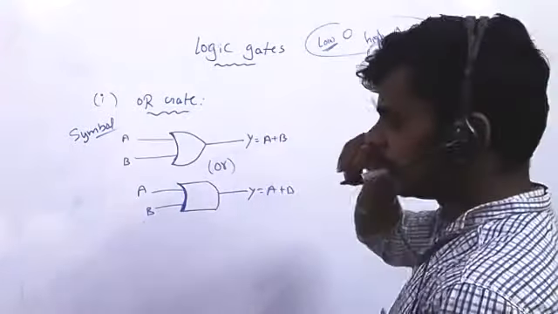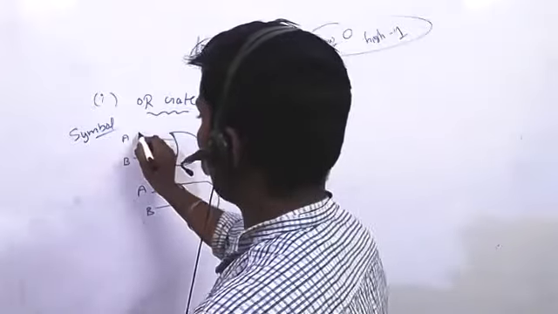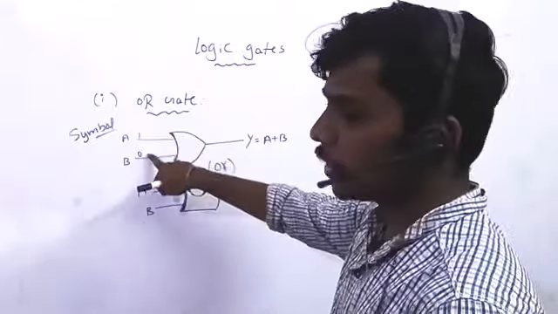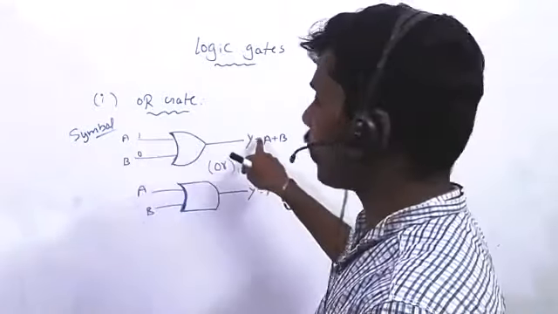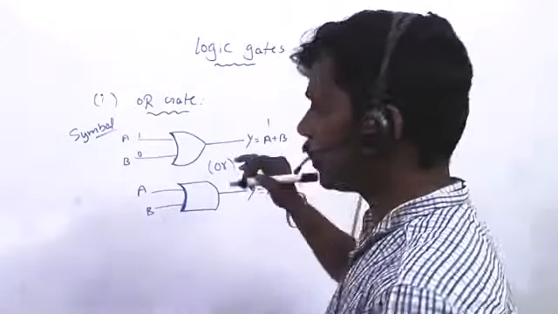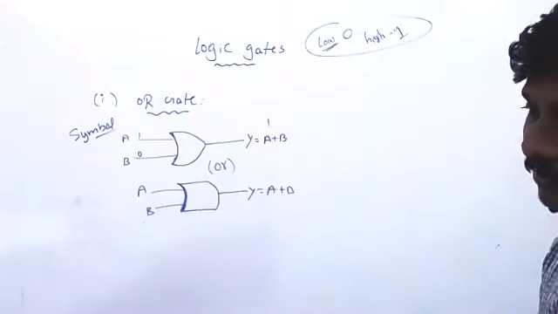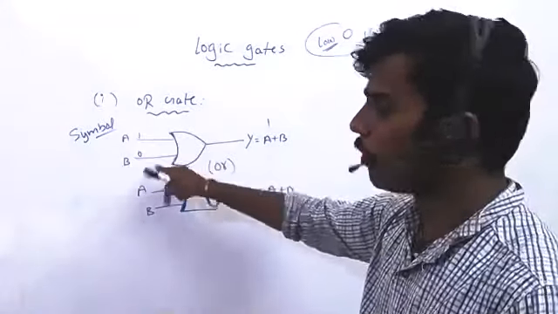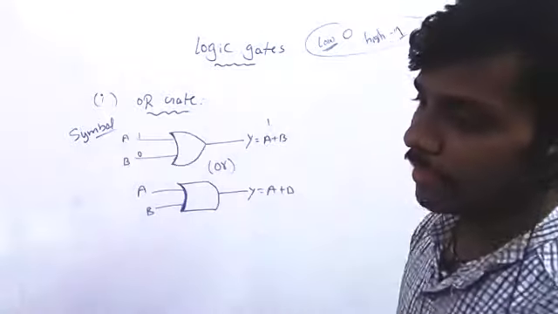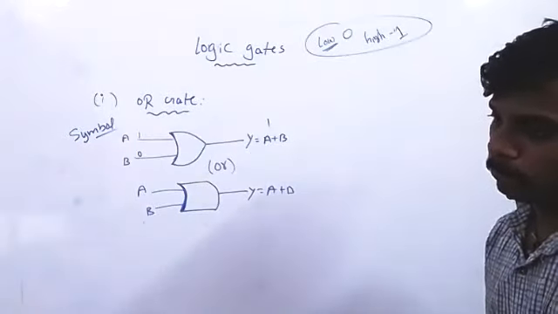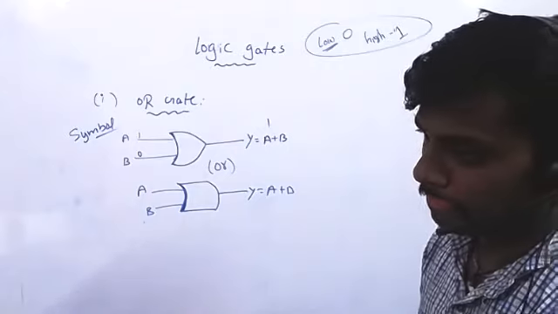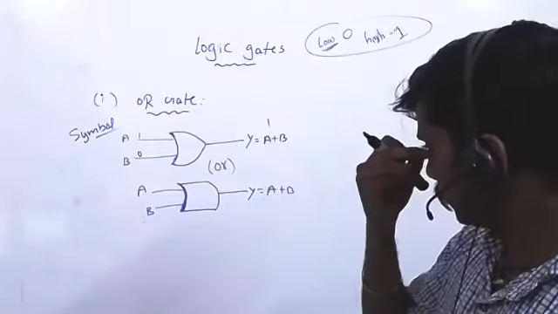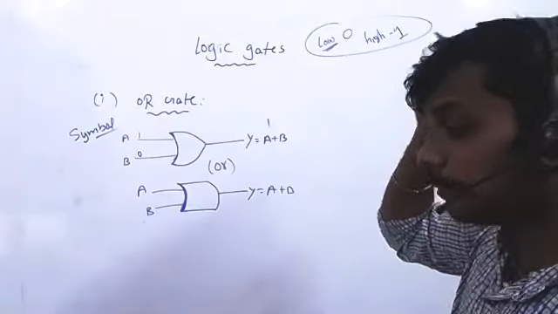Now look at this. Suppose I give 1 here and 0 here. That means 1 is high, and 0 is low. But how much output will I get? 1, right? I gave 1 and 0, one is high, one is low, but finally the output I got is high. Am I clear? Likita? Yes, sir. Understand clearly?